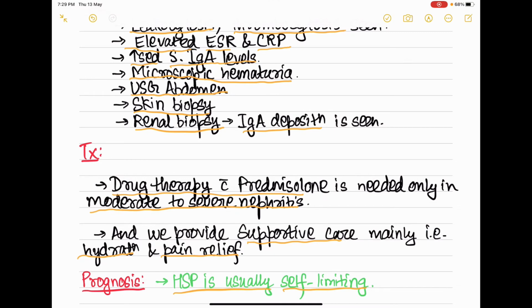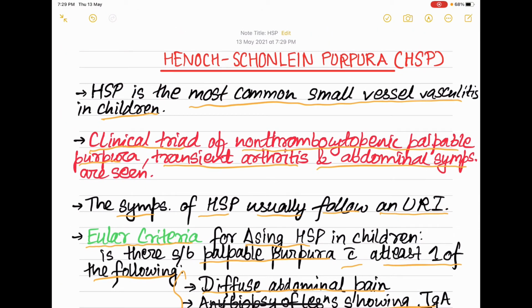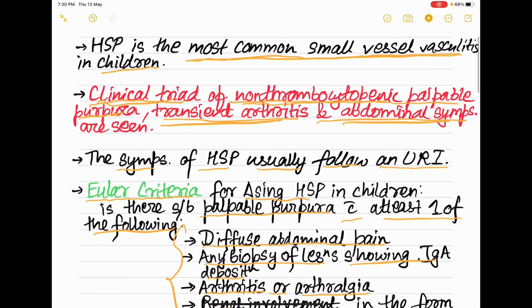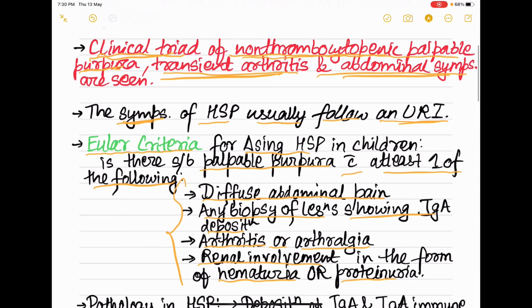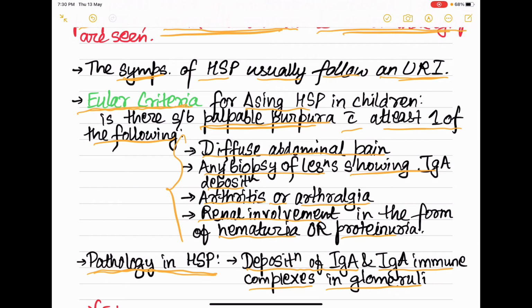So now let's revise it once again. The important points are that HSP is the most common small vessel vasculitis seen in children. Clinical triad comprises of transient arthritis, abdominal symptoms, and non-thrombocytopenic palpable purpura. Symptoms usually develop after an upper respiratory infection. The diagnostic criteria is called Euler criteria. Palpable purpura is a must. Along with that, we can have any one of these, that is diffuse abdominal pain, biopsy lesion showing IgA deposition, arthritis or arthralgia, then renal involvement.